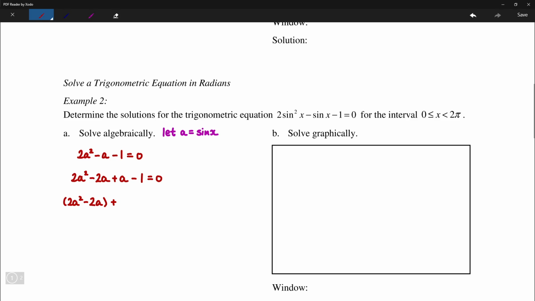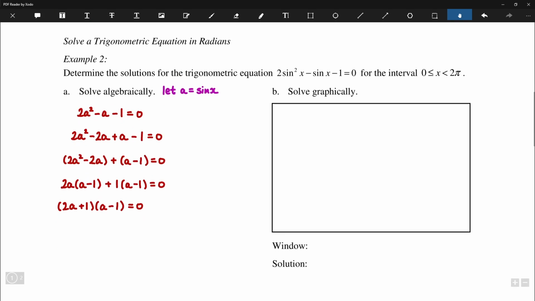And the last two terms will be grouped together as well. So here the greatest common factor with the first two terms is 2a, and we're left with a minus 1. And the greatest common factor of 1 in the second set of parentheses means the two factors are 2a plus 1 and then a minus 1, which will give us 0 on the right-hand side.